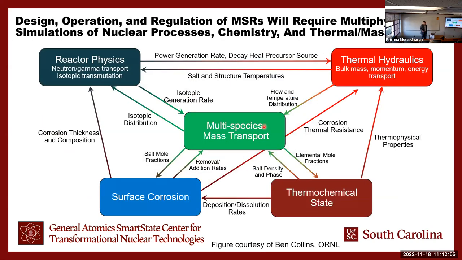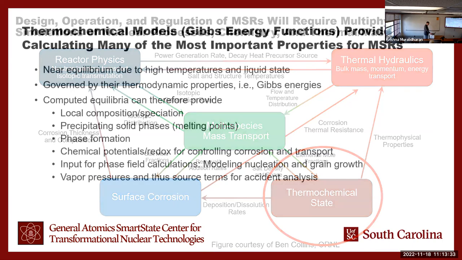If we want to understand the reactor, we have to have a set of models for it. And so right now in the Nuclear Energy Advanced Modeling and Simulation Program under DOE, we have folks working on reactor physics codes, thermal hydraulics codes, codes to model surface corrosion, multi-species transport, and that is all informed by the thermochemical state. In other words, what are the phases present in the system? What are the melting points? What are the solubilities, et cetera? What are the chemical potentials? And that's what we work on, providing information to determine the thermochemical state.